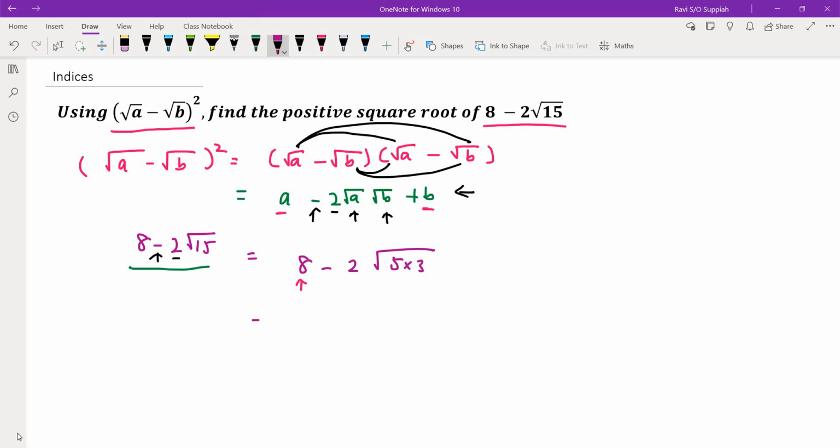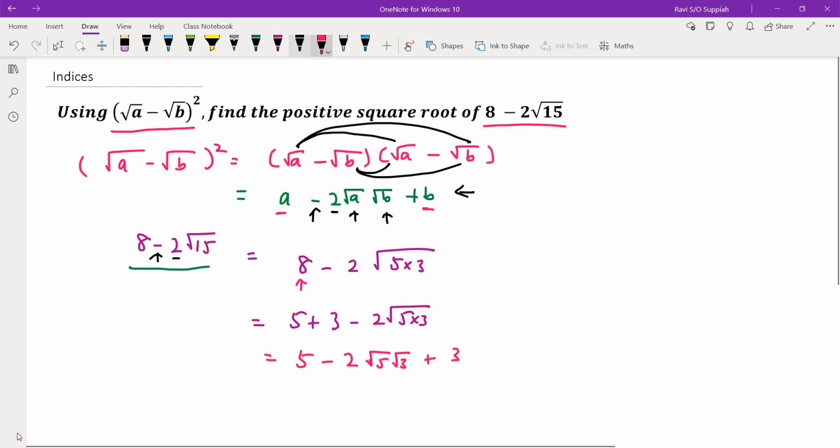So what I can do next is rewrite this 8 as 5 plus 3 minus 2 root 5 times 3. Then finally I can write it as 5 minus 2 root 5 into root 3, plus 3, since root 5 times 3 is the same as root 5 into root 3. Now you can see that this is my a, and this is my b, and then I have the negative 2 as well. This expression is how I can rewrite the original expression.